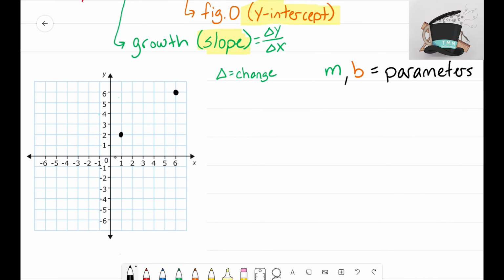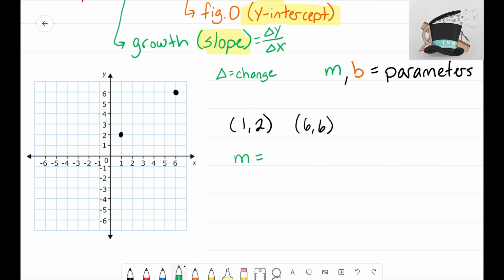This point here is at 1, 2, and this other point here is when x equals 6 and y equals 6, so that point is at 6, 6. And again, our goal is that we want to figure out what is our slope, what's our M term, what's the growth of our line.